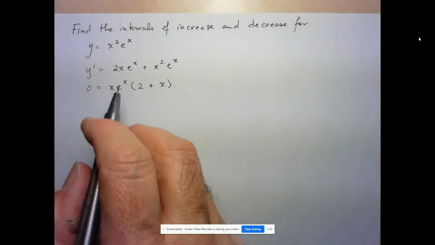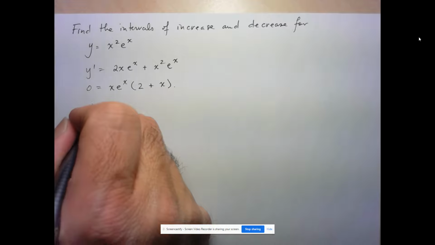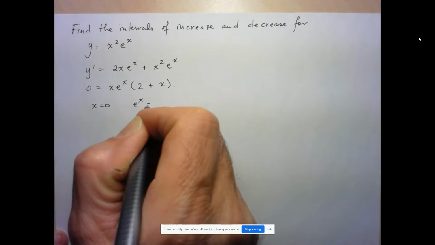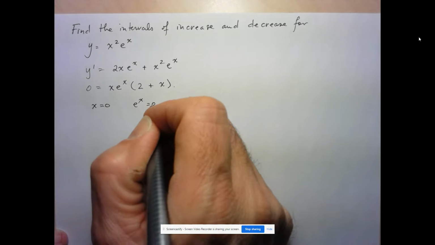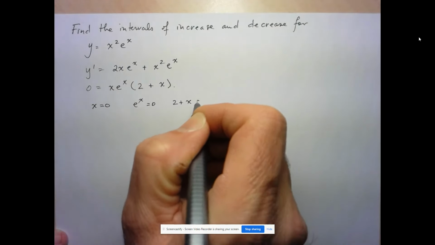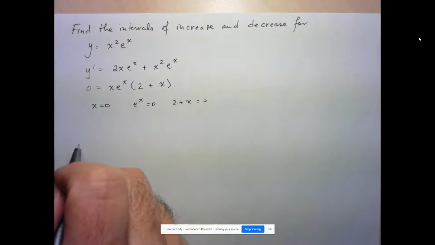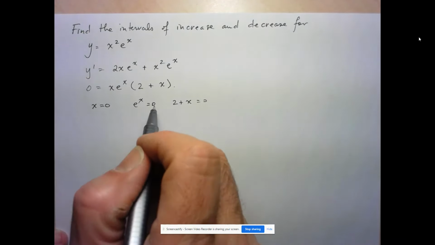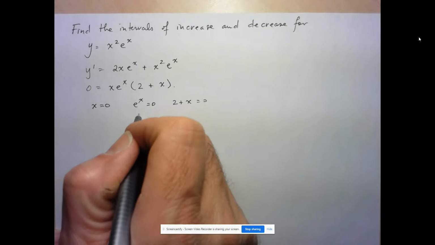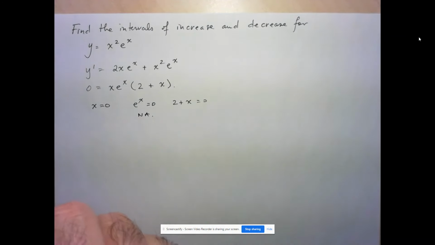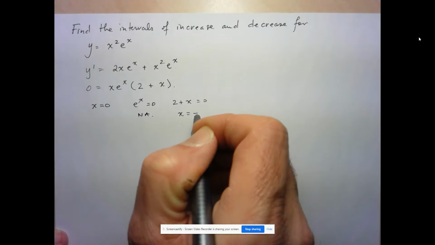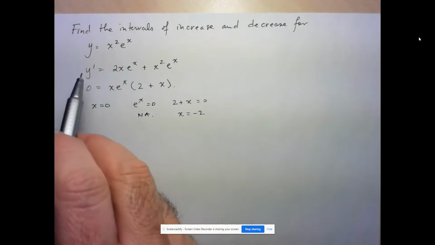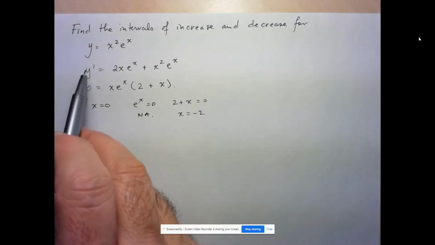Okay, so what are our possibilities? Well, we could have x being equal to 0. We could have the second expression, e to the x equals 0, or we could have the third factor, 2 plus x equals 0. So here, well, already solved for us. Here we realize that e to the x is an exponential function. It's never equal to 0, so not applicable. No answers coming from here, and then here x can be equal to -2. So the zeros of the derivative are the only places where the derivative may change sign.